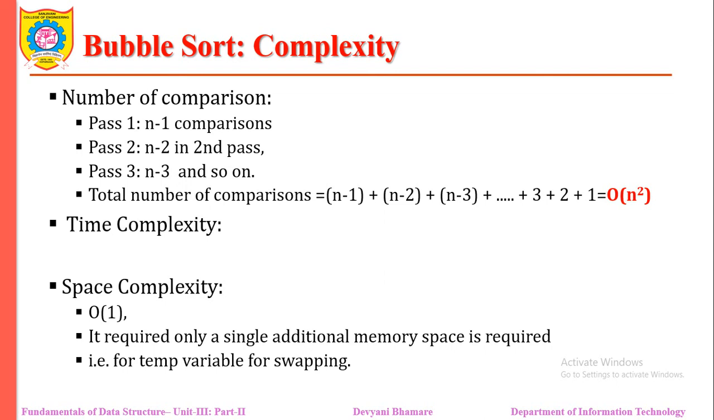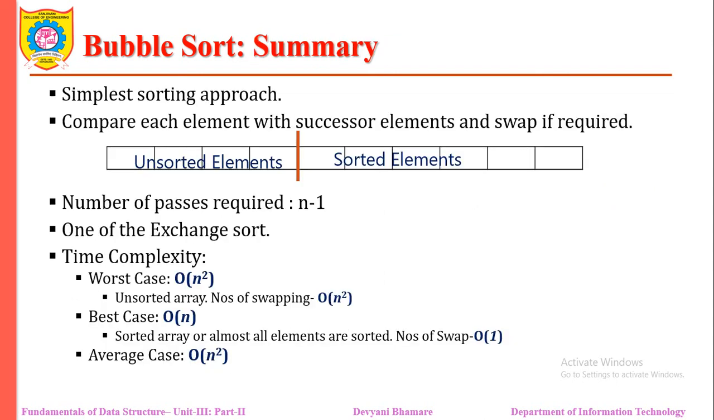So let's conclude bubble sort. Bubble sort is a very simple sorting technique where we compare each successive element, and if required, we do swapping. We have identified that in the list, unsorted elements and sorted elements are kept separately. A total of n minus 1 passes are required, and the worst case time complexity is big O of n square. Best case means all elements are already sorted, and the average case is big O of n square.